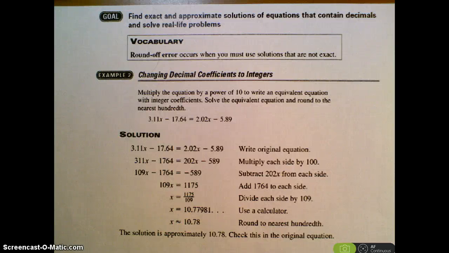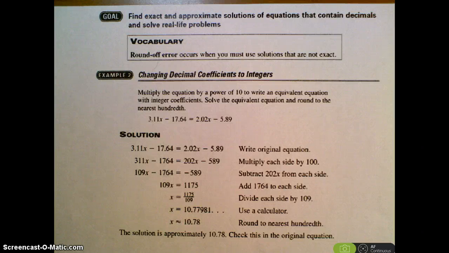Okay, Algebra 1. We are going to still work with solving equations with variables on both sides. But this time in our equations, we're going to have decimals and sometimes we're going to have fractions. So we want to figure out some kind of a process or a procedure that we can use to make these a little simpler or easier for us to solve.